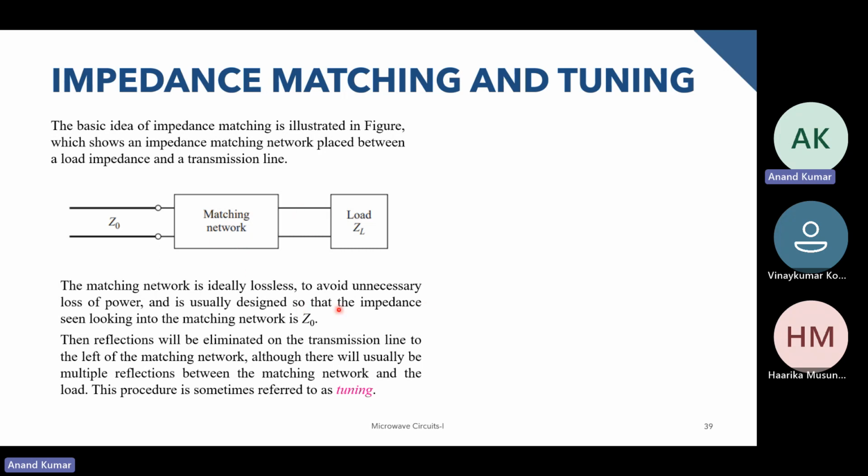Now, when we introduce this matching network, what we are trying to do is minimize reflections from the load. Obviously, if there is impedance mismatch, there will be a lot of reflection, and multiple reflections will be there. So we introduce a matching network which provides a certain impedance between these two impedances, and we try to tune it. This process of introducing this matching network to minimize the reflections from the load is called tuning.